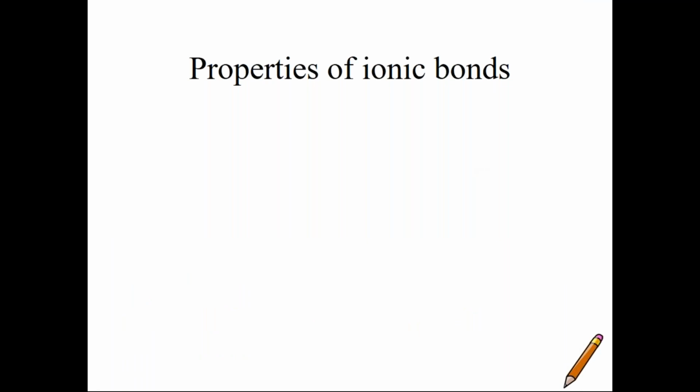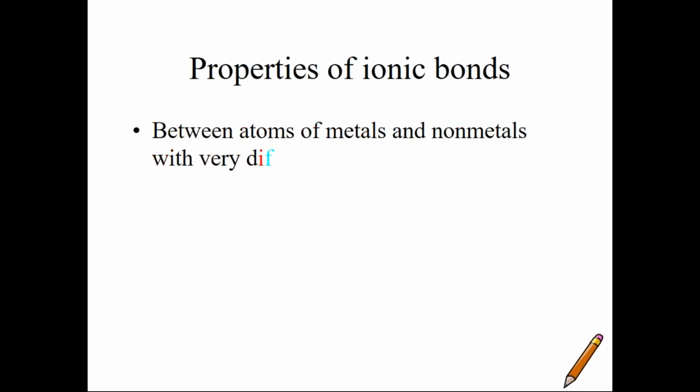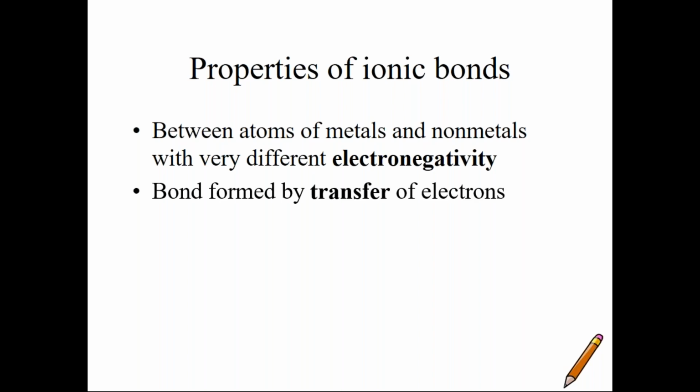What about the properties of ionic bonds? You have to know that ionic bonds are formed between metals and non-metals with very different electronegativity. From metals, they will form cations. From non-metals, they will form anions. And overall, an ionic bond is the electrostatic attraction force between cations and anions. The bond is formed due to the transfer of electrons, and they produce charged ions in all states.